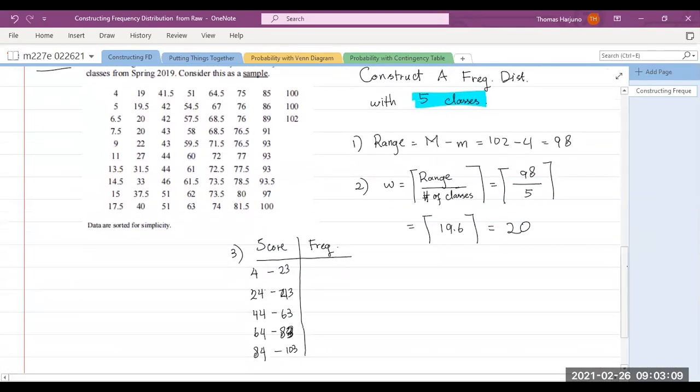Will I teach you how to use the calculator to do this? Unfortunately, no. Your calculator cannot construct a frequency distribution for you, so you have to learn to do it by yourself. Will we learn how to use the calculator? I will teach you, but not for this one, because your calculator cannot do this one.